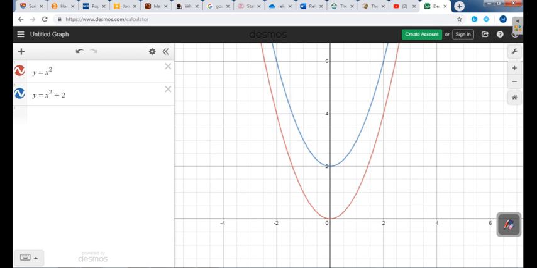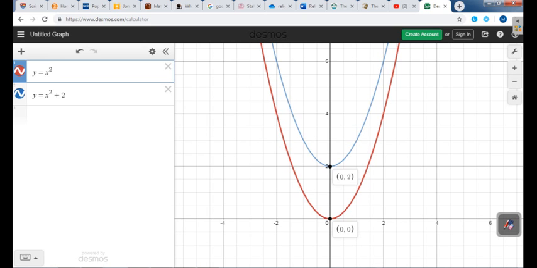Now is it still opening upward? Yes. Now let's look at the vertex. What's the vertex now? Vertex is a point. 0, 2. The vertex is 0, 2. What was the vertex before? 0, 0. So what changed when I added that 2? Which value changed, the x value or the y value? The y value changed. Do we remember yesterday what we said about the y value? What does it represent, axis of symmetry or optimal value? Optimal value. So it looks like the optimal value has changed here.